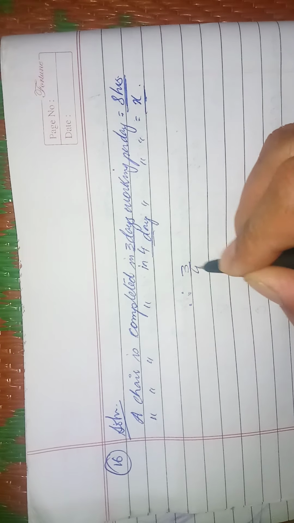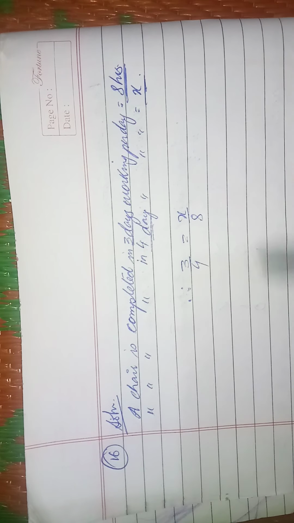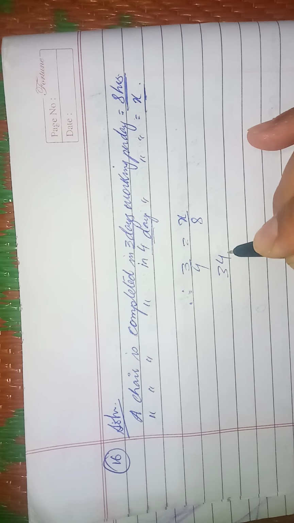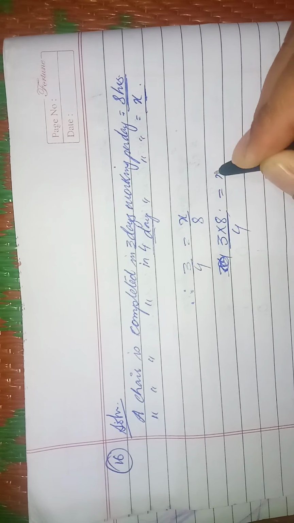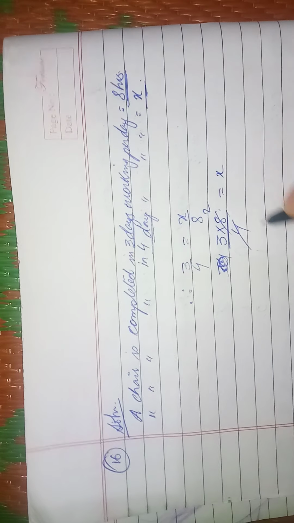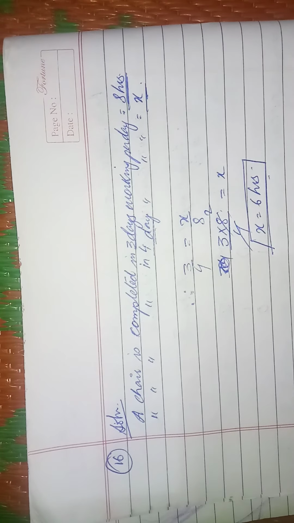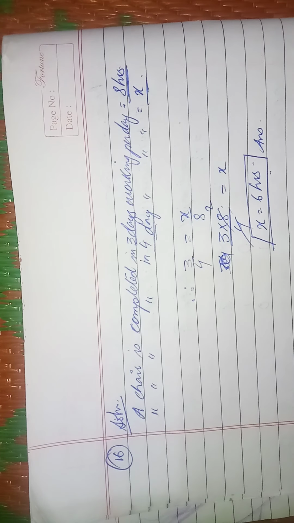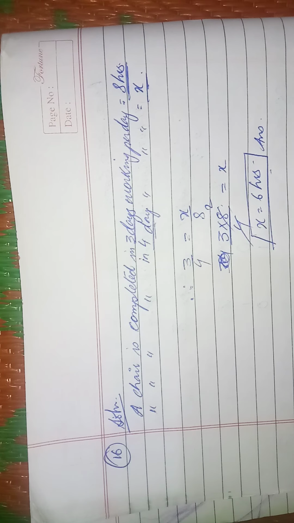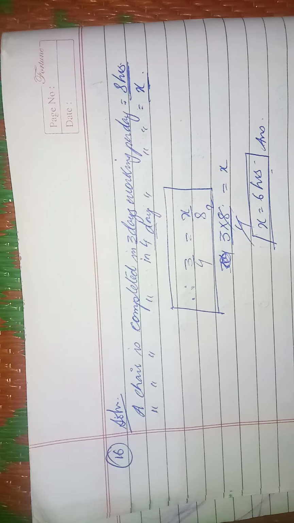So if it is indirect, let us do the rough work here. 3 by 4 equals X by 8. Let us do cross multiplication: 3 into 8 divided by 4 equals X. So this is 2, so X equals 6. So how many hours will they work? 6 hours. In 4 days they will work 6 hours. Is there any problem? Please check it. This is your rough work, so the answer is this much.